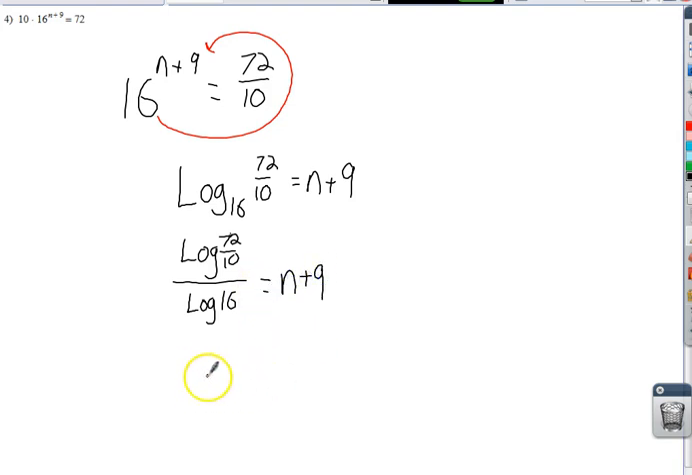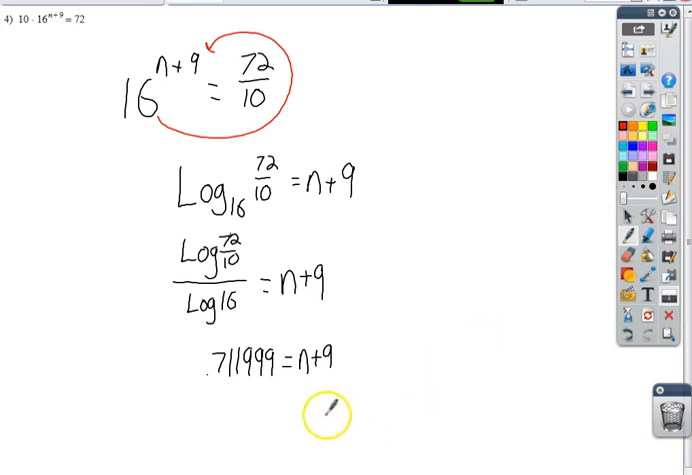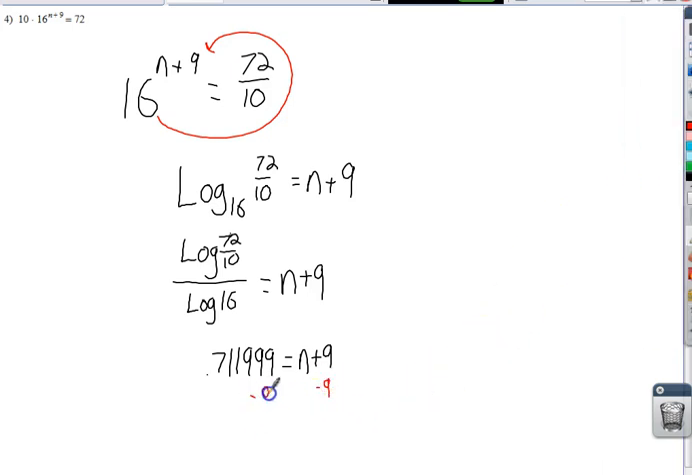This is 0.71199 and 9, and it goes on a little bit. Here's what I'd say to you. Keep this in your command line of your calculator and just hit answer minus 9, to subtract 9 from both sides, and go ahead and go with that. It would be the best option in both worlds.